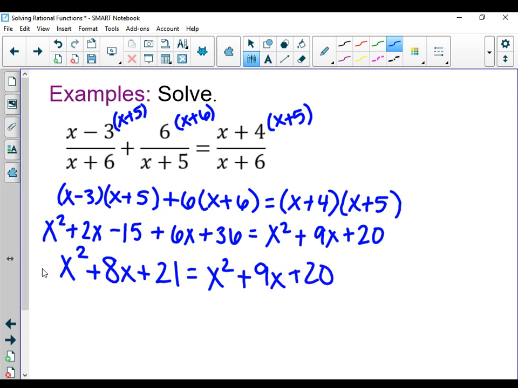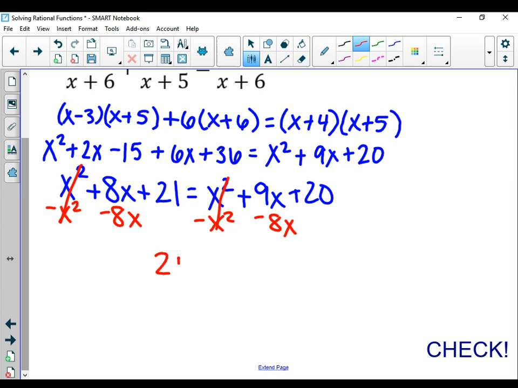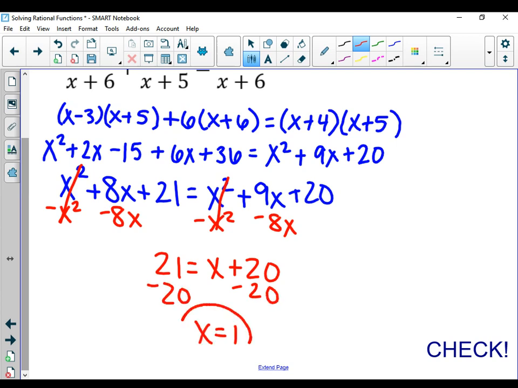Okay, so in this particular case, it really doesn't matter which x squared you're trying to get rid of because they both disappear. If I subtract x squared, I'm going to lose it here as well. Me personally, I don't like to deal with negatives, so I'm going to move my 8x over. So now I'm left with 21 is equal to x plus 20. And then I'm going to subtract 20. So x equals 1.